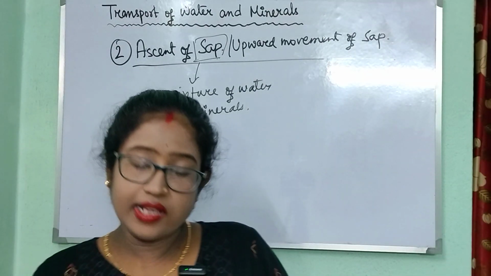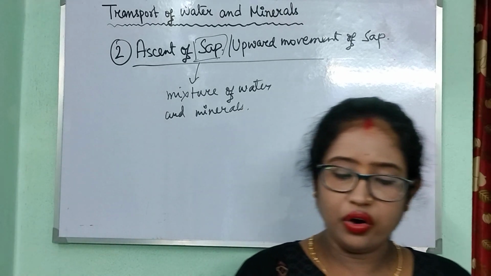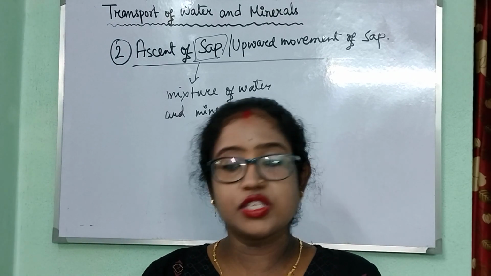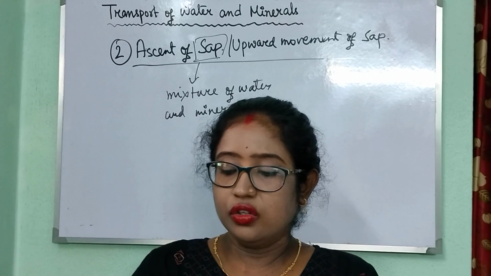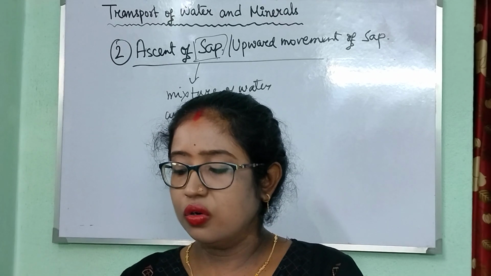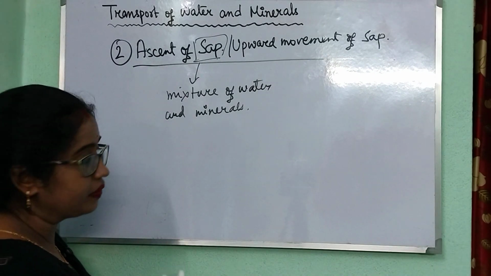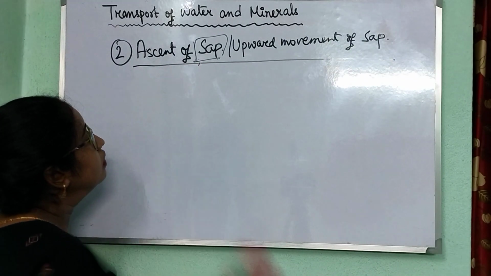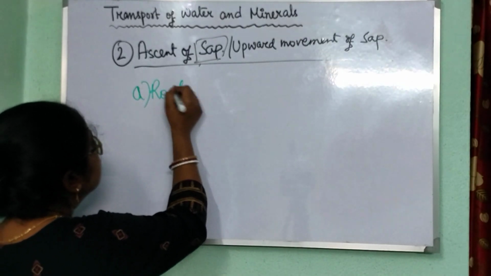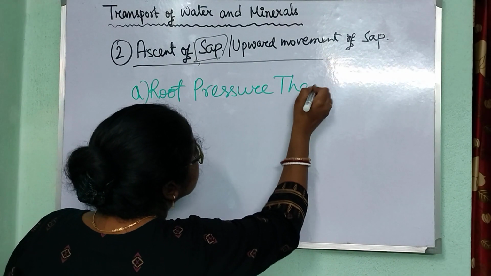So the ascent of sap actually follows two theories. First theory is root pressure theory, and the next theory is the transpiration pull theory. So first we discuss the root pressure theory. The first theory is root pressure theory.